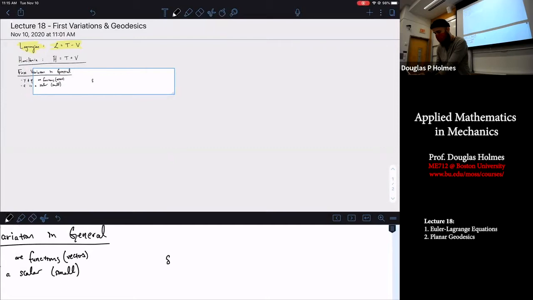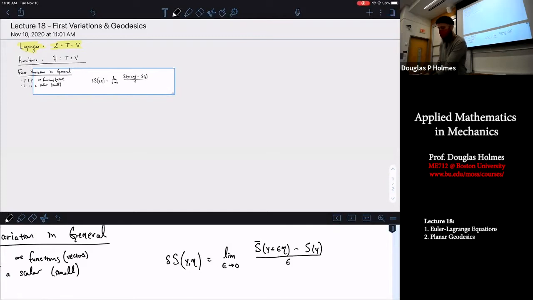The first variation in S, which is a function of y and eta, is equal to the limit as our small parameter goes to 0 of our perturbed action, taking away the true action, the one that we're interested in solving, divided by epsilon.